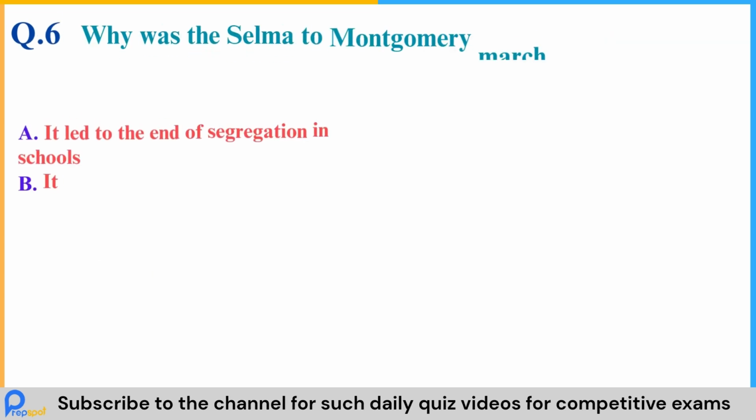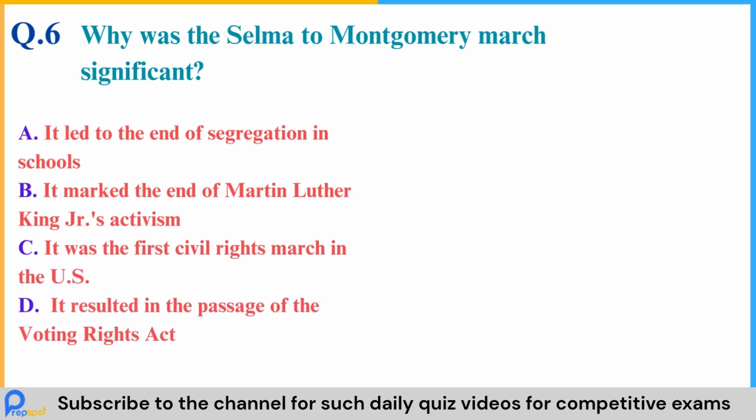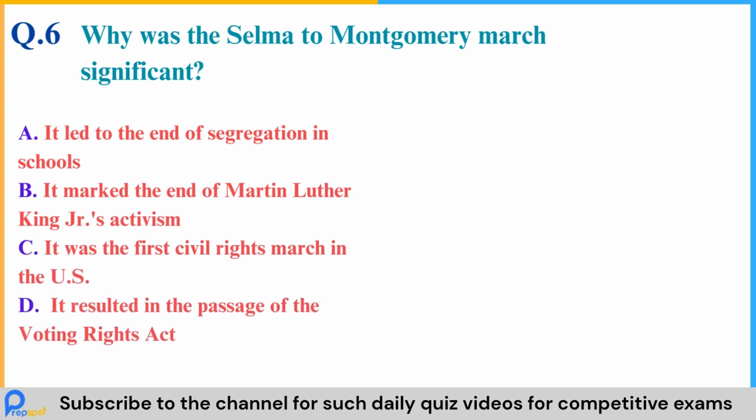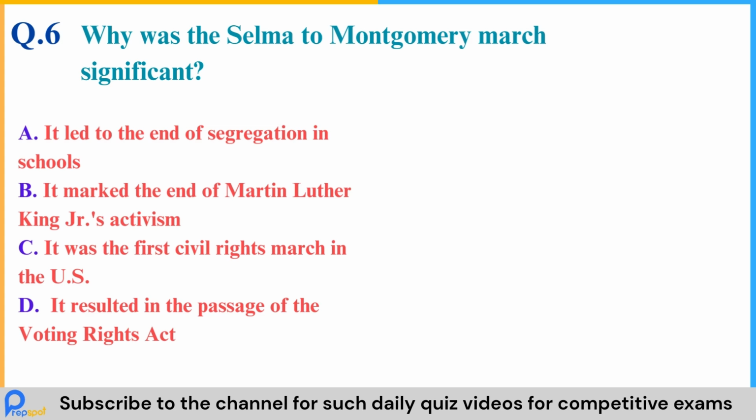Question 6. Why was the Selma to Montgomery march significant? A. It led to the end of segregation in schools. B. It marked the end of Martin Luther King Jr.'s activism. C. It was the first civil rights march in the US. D. It resulted in the passage of the Voting Rights Act.